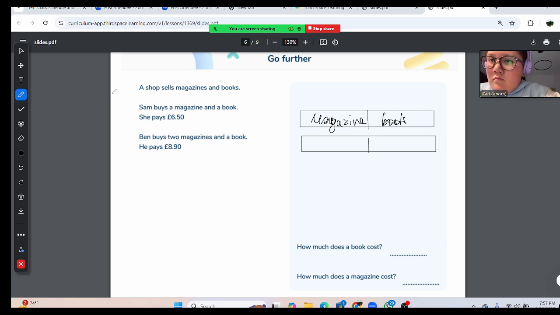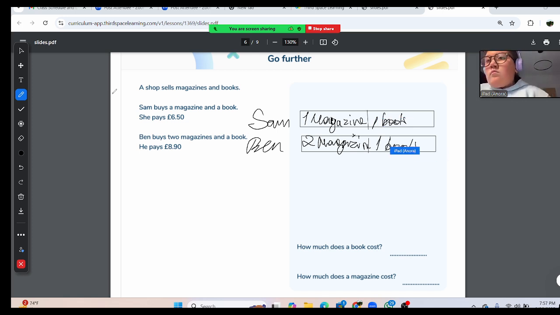Yeah. This is for Sam, right? One magazine and one book. Good. Two magazines. Yeah. And one book. Perfect. How would you find the cost of one book and one magazine?